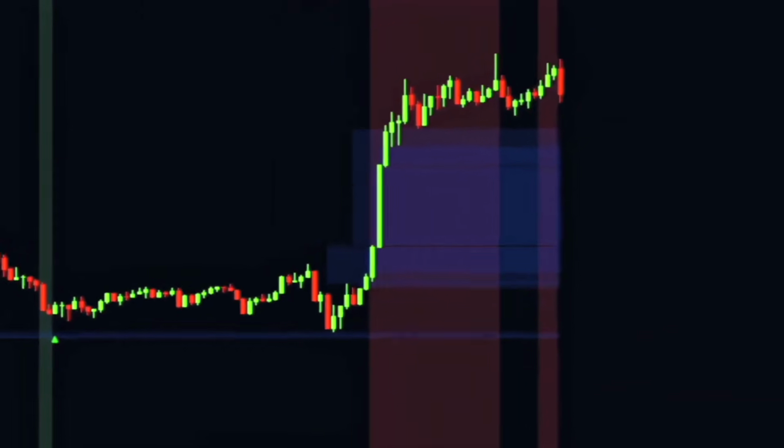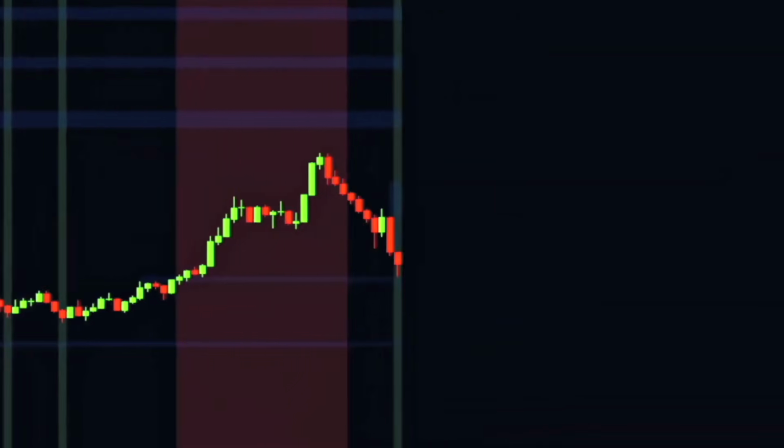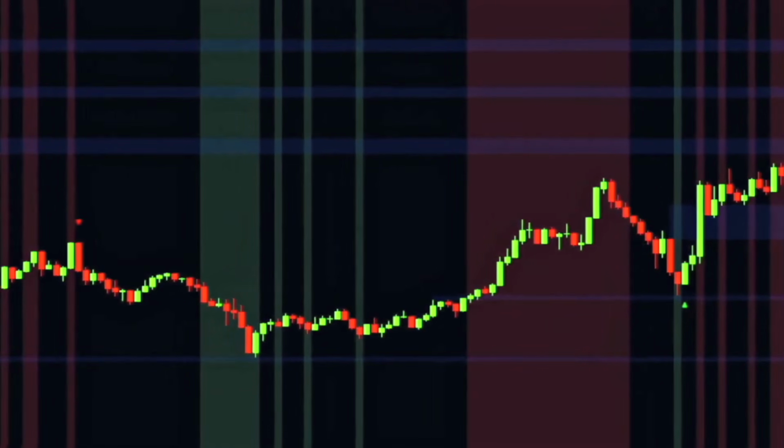It also highlights fair value gaps, price inefficiencies the market often revisits. Customized for long, short, or both setups, and it shines on 1 to 15-minute charts. For scalpers and day traders, backtesting results let you check its profitability.